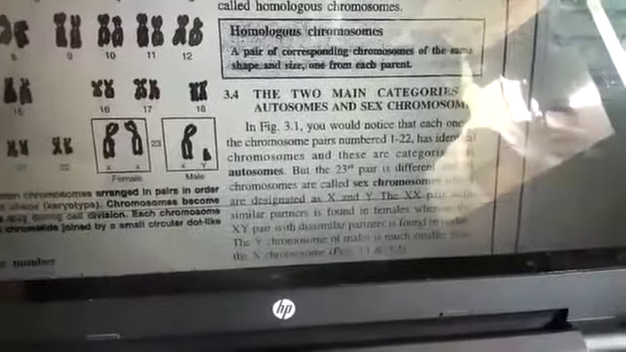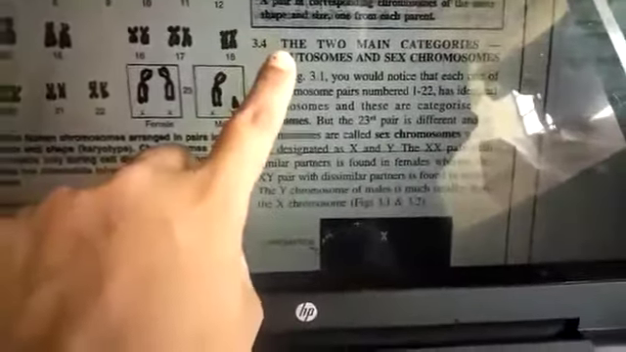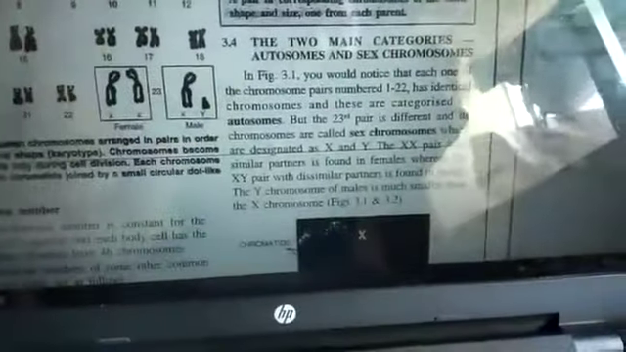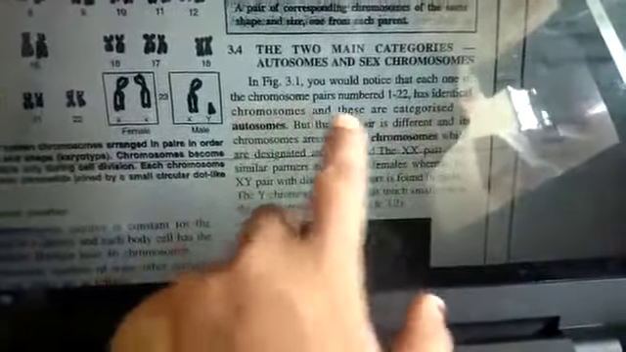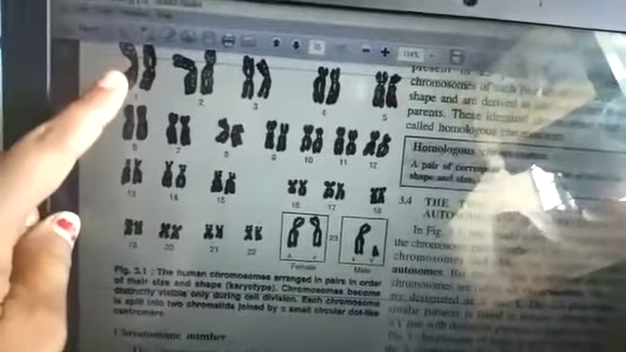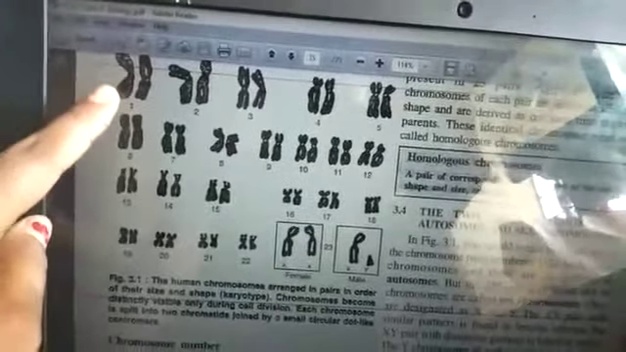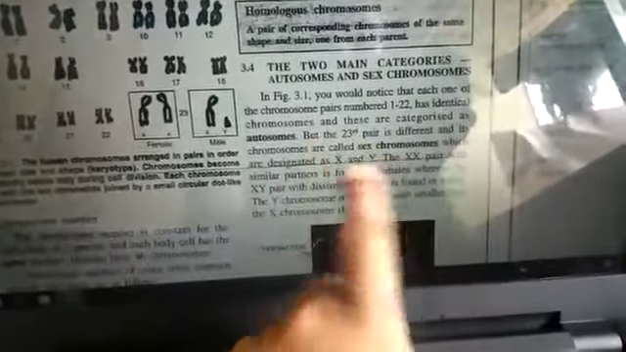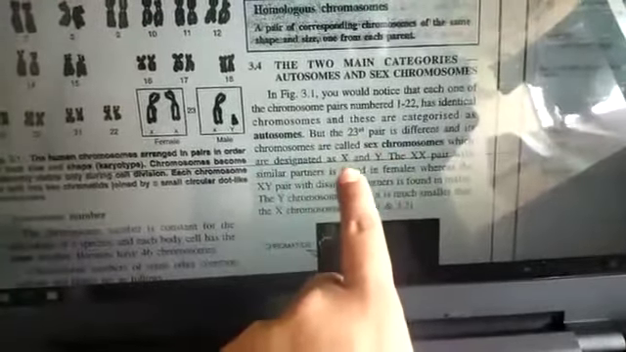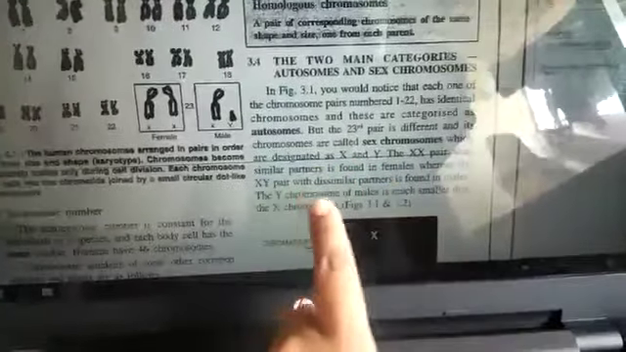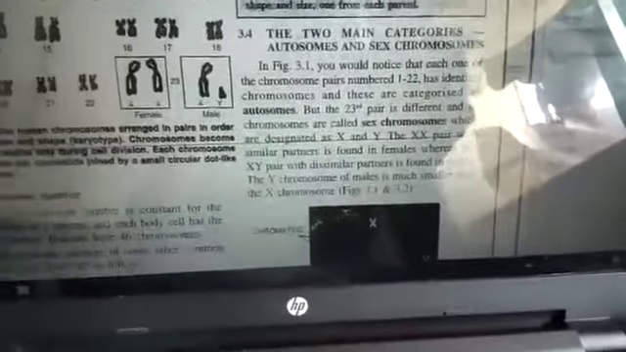Based on that, I have told you there are two categories, autosomes and sex chromosomes. Autosomes, for physical characters, 1 to 22, are identical chromosomes, categorized as this. Second, they are categorized according to size also. You can see the first one is the largest, while the 22nd is the smallest. Next, the 23rd pair is called the sex chromosomes, designated as X and Y. XX is female, XY is male. Clear?